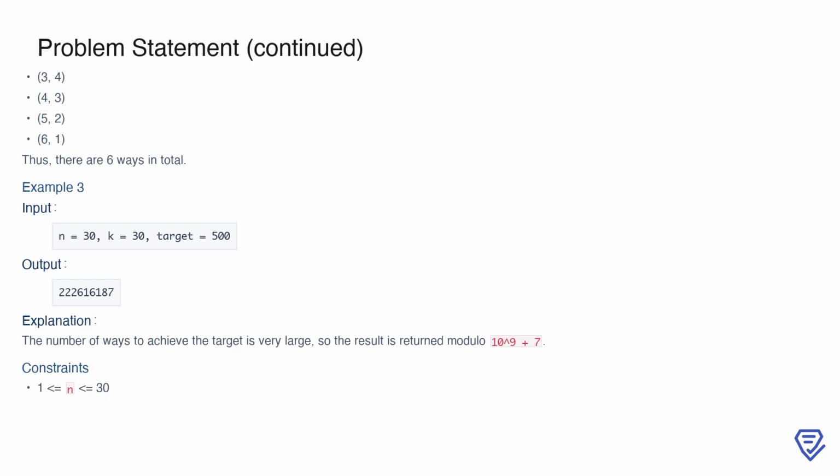In a more complex scenario, if you have 30 dice, each with 30 faces, and the target sum is 500, the number of ways to achieve this is extremely large. Therefore, the result is returned as 222616187 after applying the modulo 10^9 plus 7. This ensures the value remains manageable and fits within standard computational limits.